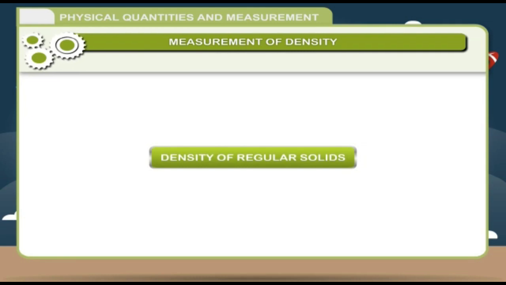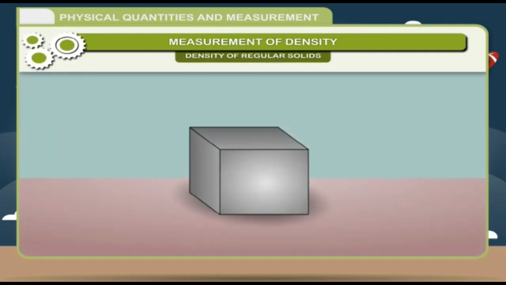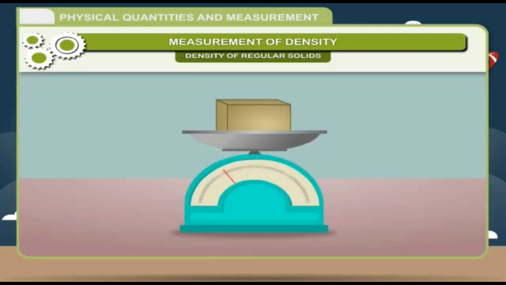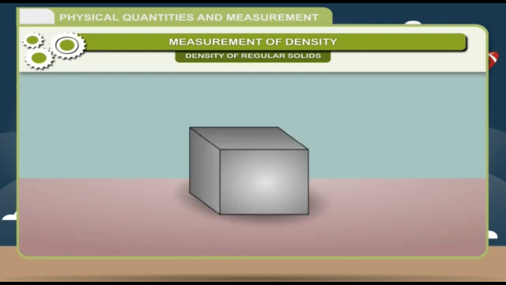Density of regular solids. The density of a solid can be measured by finding its mass and volume. The mass m of a substance is obtained by weighing it with the help of a beam balance or physical balance, and volume V of the object of regular shape is calculated from its dimensions. Thus, knowing the mass and the volume of a substance, we can calculate its density by using the formula ρ = m/V.